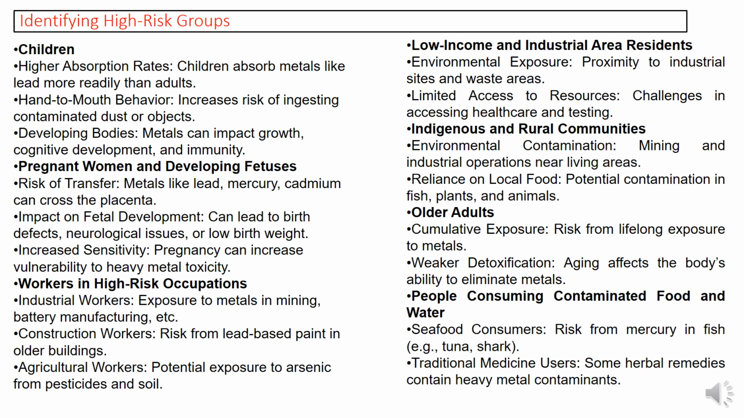Indigenous and rural communities are going to use their own herbal products, and they also participate in mining and other industrial operations near living areas. Older adults have cumulative exposure over the years, and also weaker detoxification. People consuming contaminated food and water: seafood consumers could be at risk from mercury in fish such as tuna and shark, and also from traditional medicine.